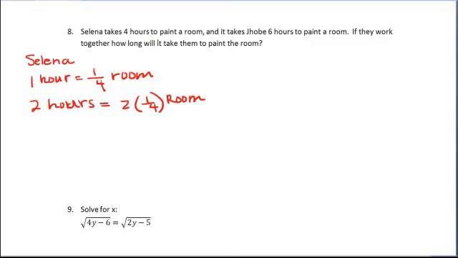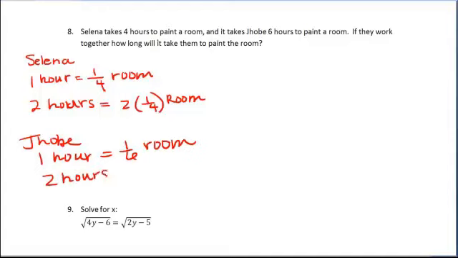And then I know, let's see, Jovi, if he paints for 1 hour, that's equal to 1/6 of the room. Then for 2 hours, that would be 2 times 1/6 of the room that he's painted.